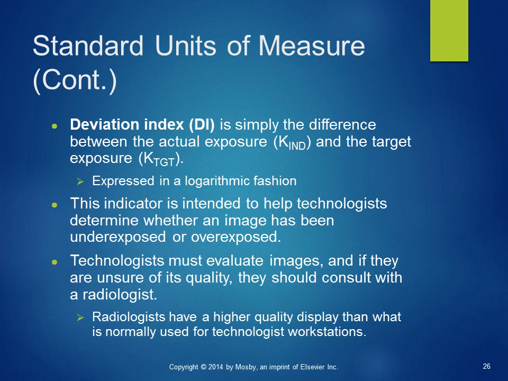Deviation index is simply the difference between the actual exposure, or KIND, and the target exposure, which is KTGT, expressed in a logarithmic fashion. This indicator is intended to help technologists determine whether an image has been under or overexposed. Technologists must evaluate images, and if they are unsure of its quality, they should consult with a radiologist. Radiologists have a higher quality display than what is normally used in the technologist workstations.